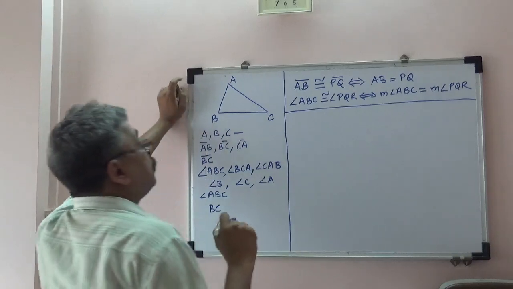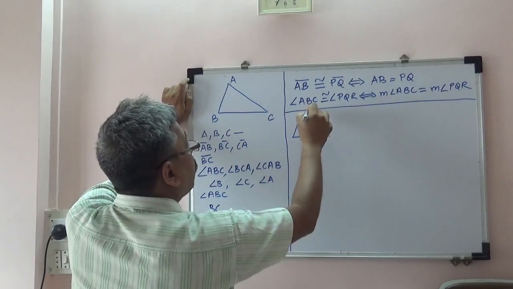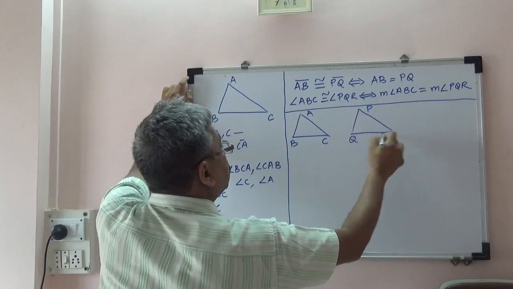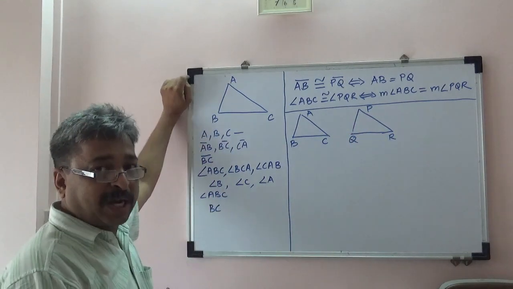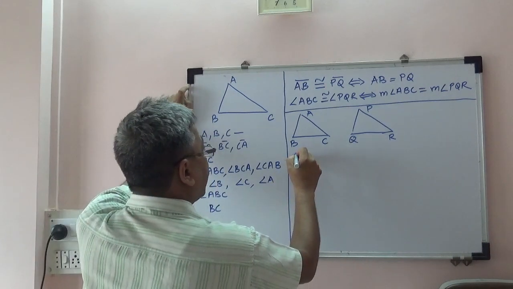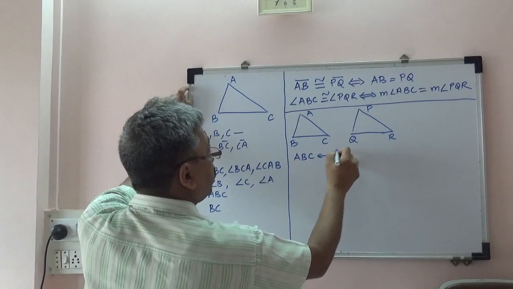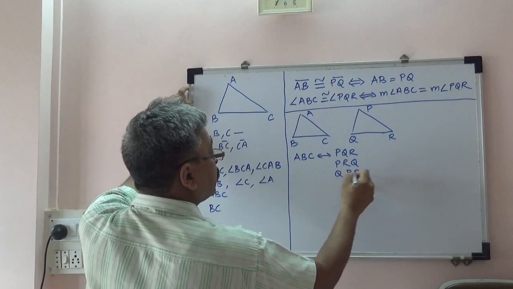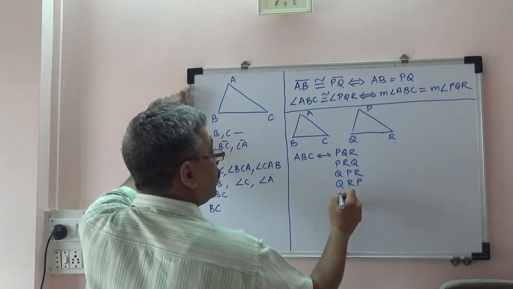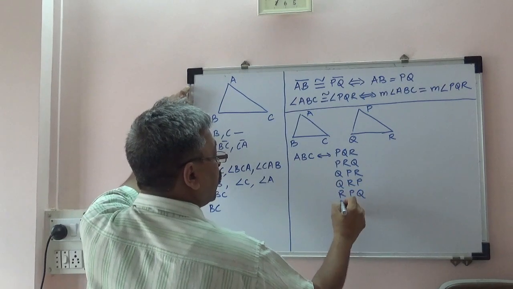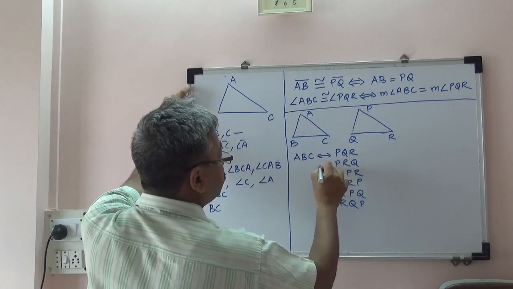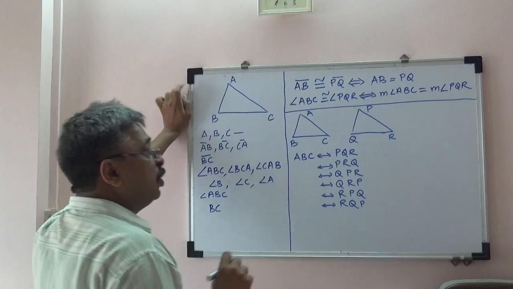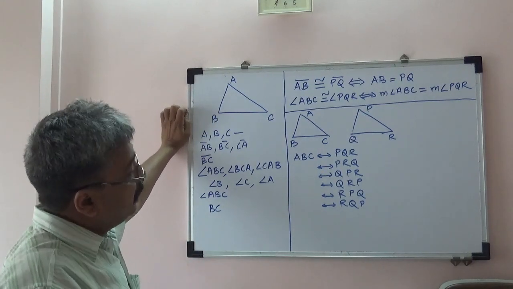Now, suppose I have two triangles, triangle ABC and triangle PQR. In how many ways can I compare these two triangles? In fact, 6 different ways. I can compare ABC with PQR, with PRQ, with QPR, with QRP, with RPQ and RQP. So these are 6 different ways through which I can compare two triangles. Actually, two same triangles I can compare. So what is the difference between all of them? Are they same? No, they are different.